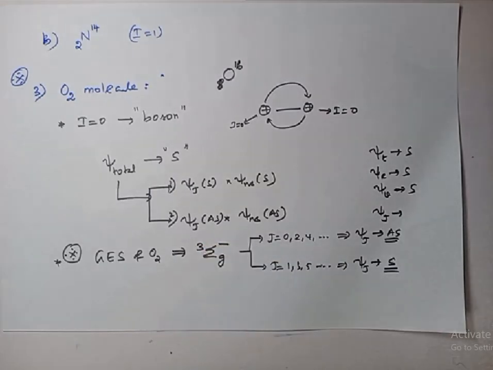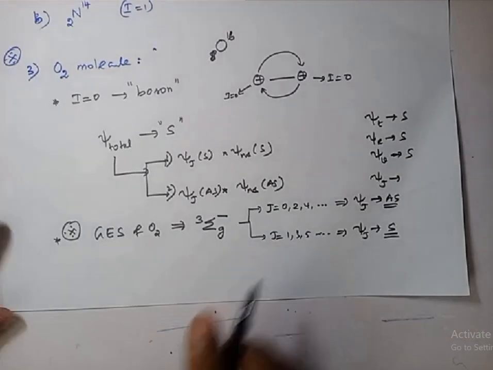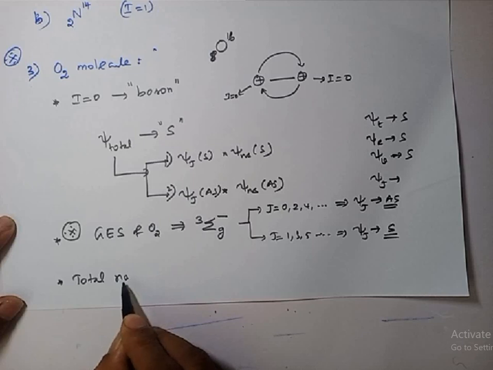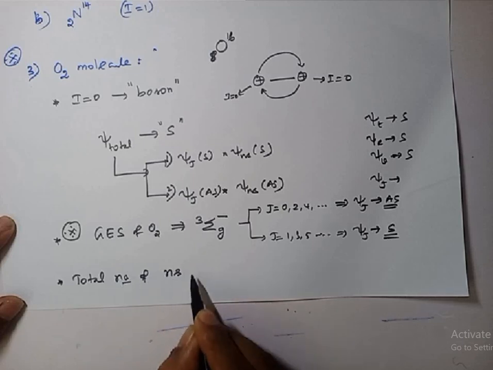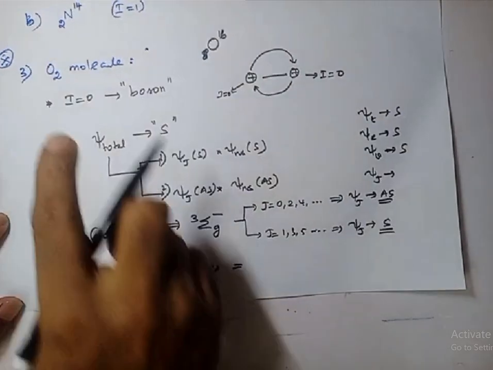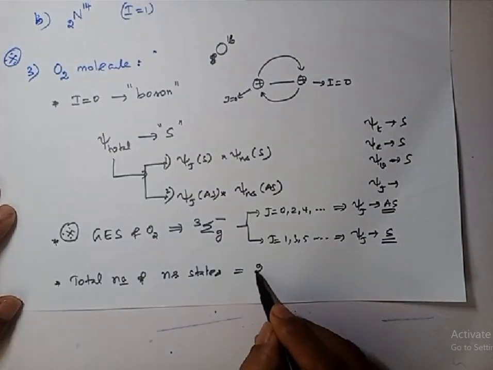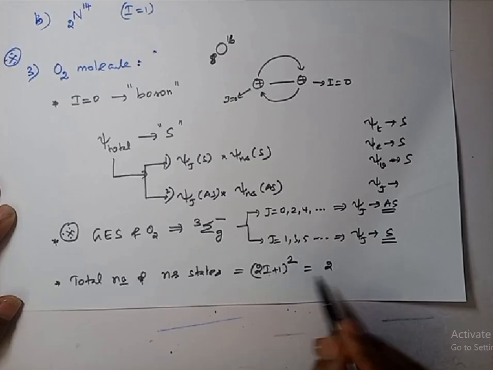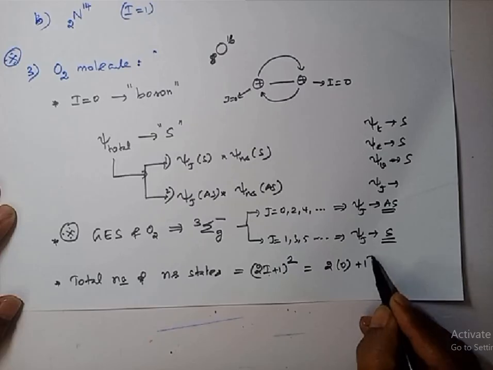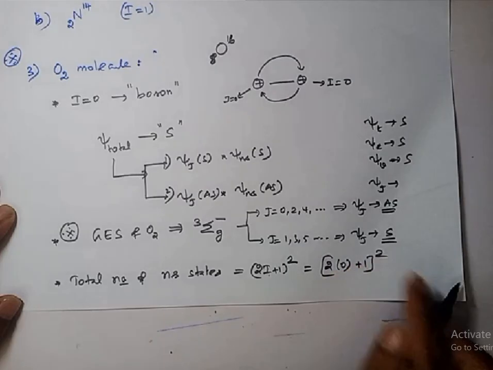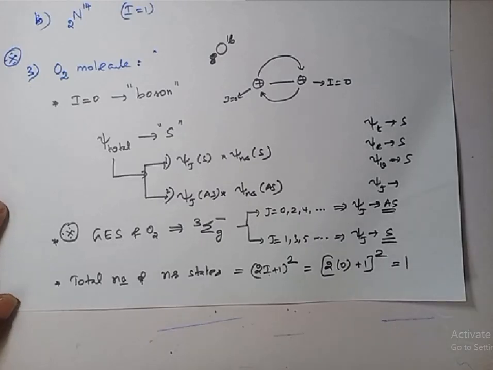Now, we'll calculate how many nuclear spin states are there. Yes, the total number of nuclear spin states. How many spin states are there for the oxygen molecule? It is a homodiatomic molecule. The formula is (2I plus 1) the whole squared. The I value is 0 in this case. 2 into 0 is 0, 0 plus 1 is 1, 1 squared is 1. We have only one nuclear spin state.